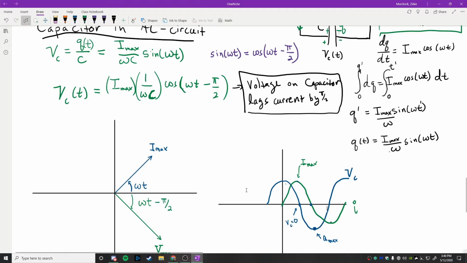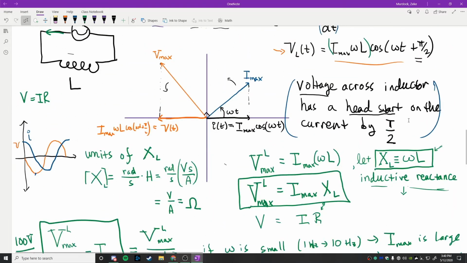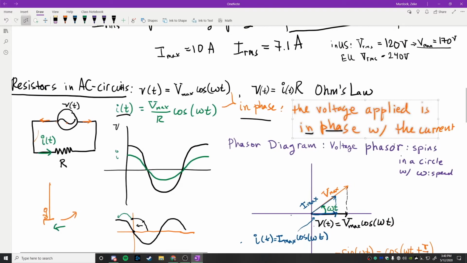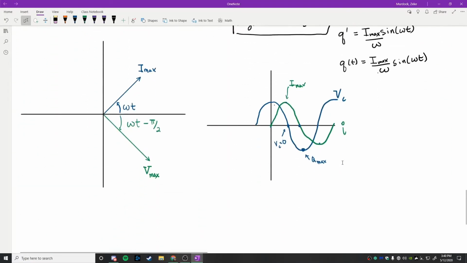The voltage on the capacitor lags the current by pi over 2. Go back here. Voltage across the inductor has a head start on the current by pi over 2. And then with resistors, the voltage is in phase, right? And when we put all of those three together, we're going to get our LCR circuit that we can investigate, and that's what we'll do next. Okay.